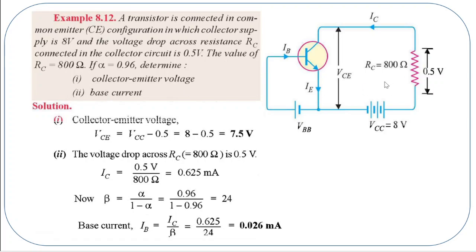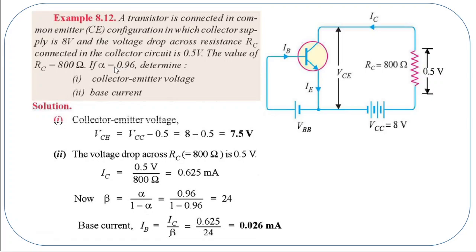We know that IC by IB is the current amplification factor, right? So if you find the collector current IC and the current amplification factor beta, we can calculate the base current. And what is the collector current? Whatever current flows through this load resistor RC is the collector current, right? So how do you find the current flowing through a resistor? Basically voltage divided by resistance. So IC equals 0.5 volt divided by 800 ohms. This is 0.625 milliampere.